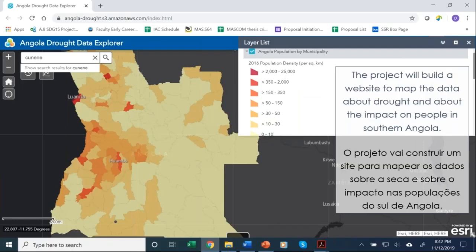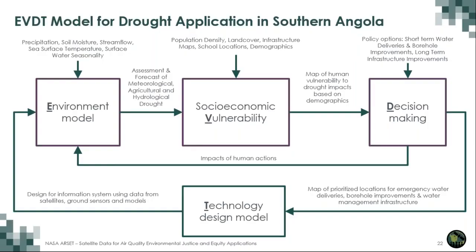Ultimately, we make websites that are very useful to help make this information available for policymakers. To summarize, we found it useful to customize EBDT to this case study in Angola. And each time we work with new partners, we make a new custom version. And this can be a great template for future work that addresses societal needs with satellite data.